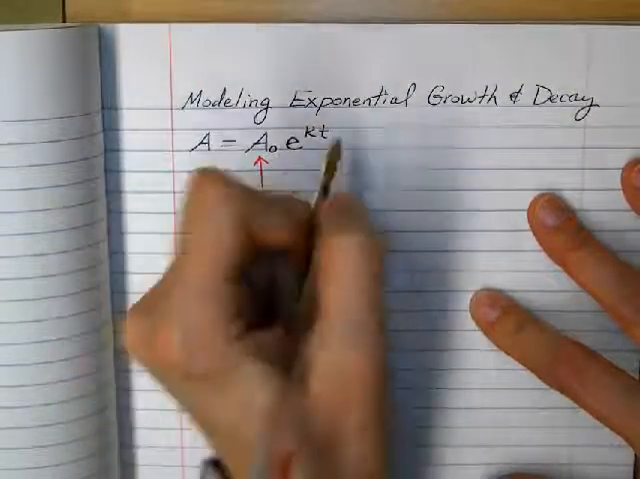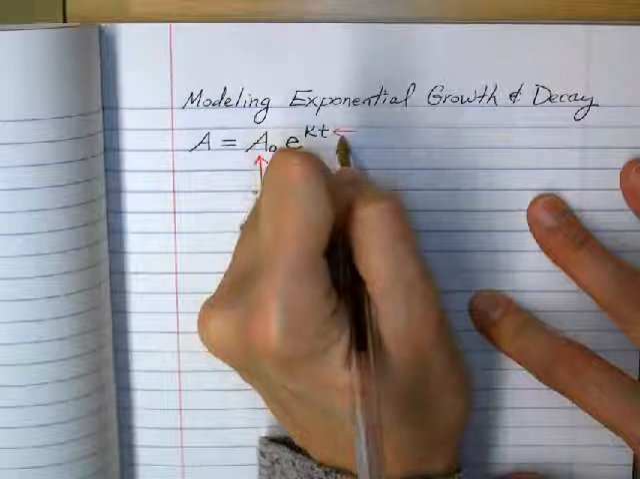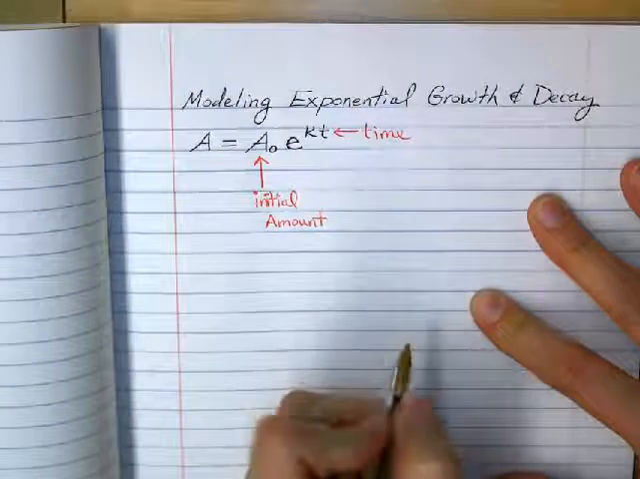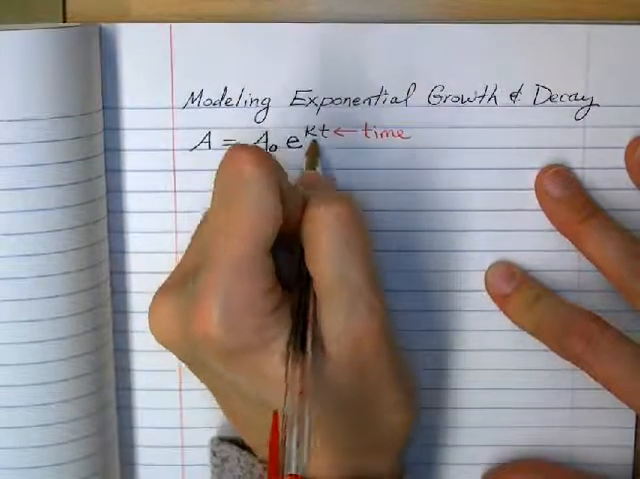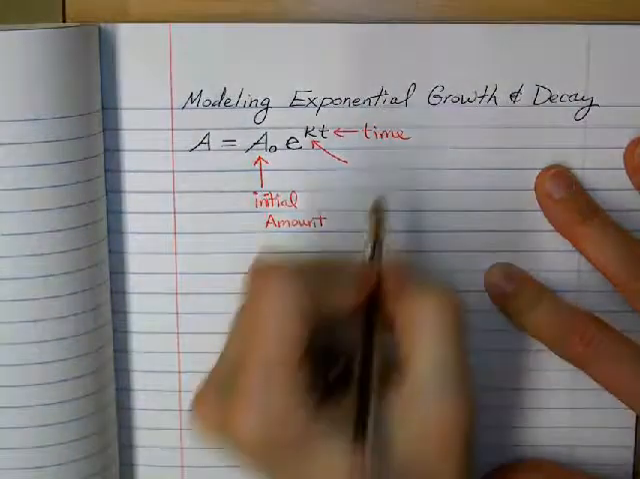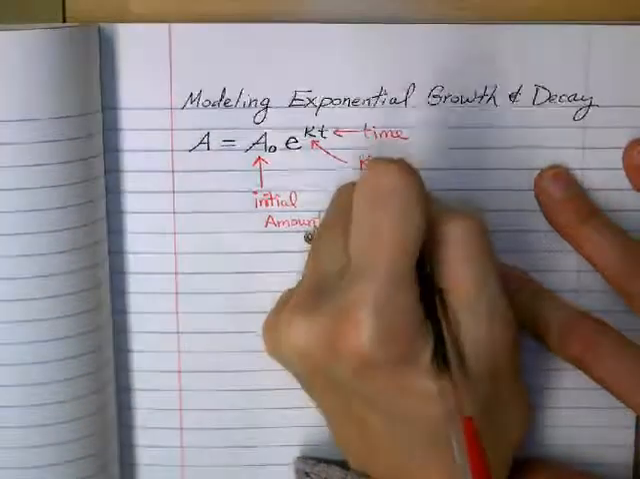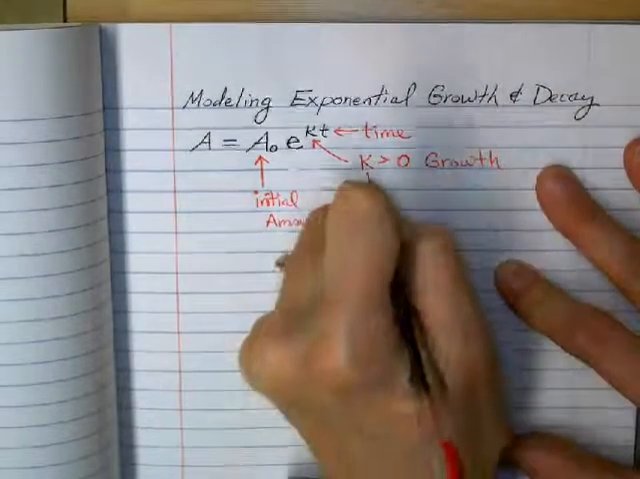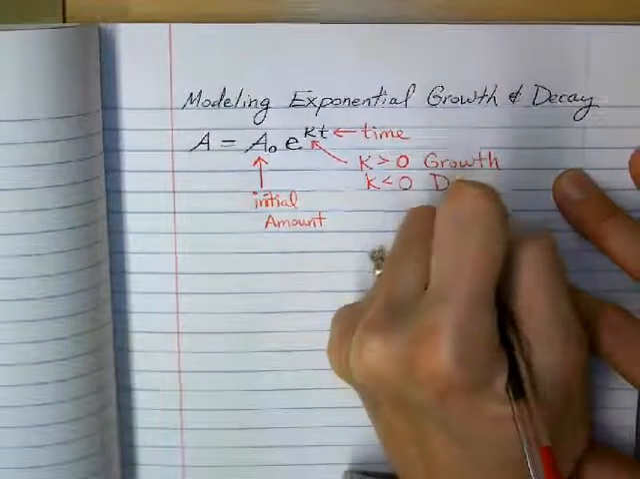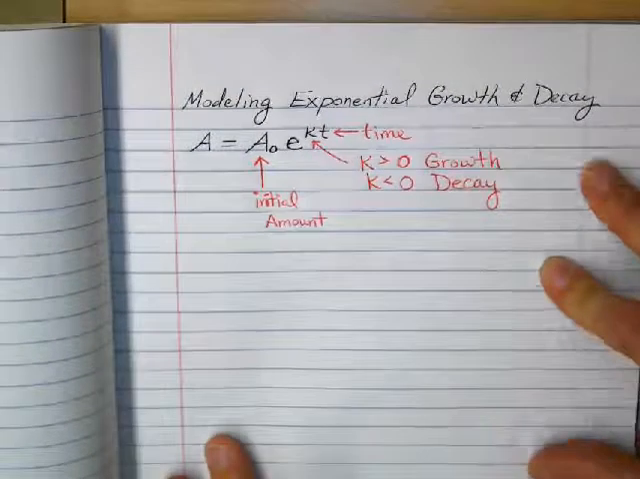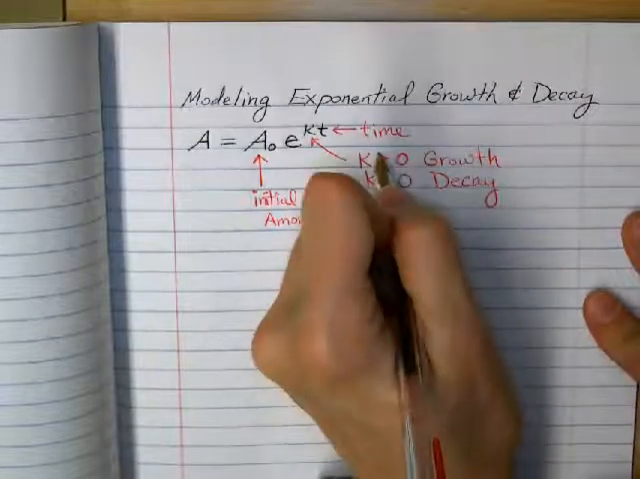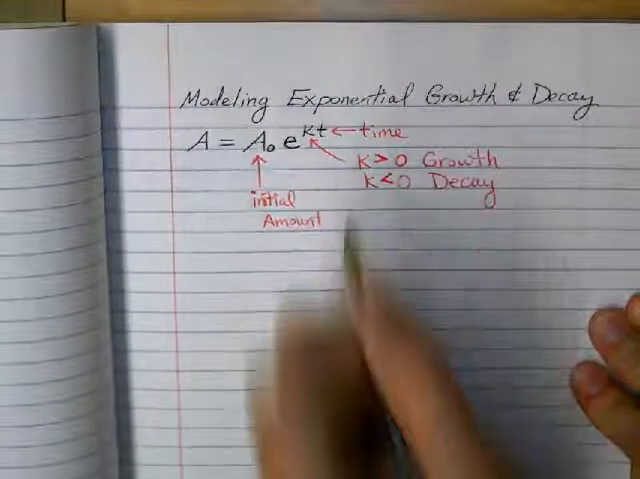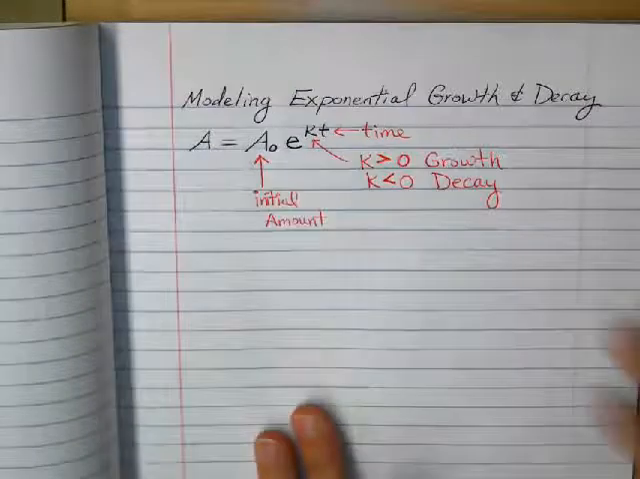And then the t is for time. I think most people know that. t for time. The k number, though, the k number is like a growth rate. If k is greater than 0, then the problem is dealing with exponential growth. And if k is less than 0, then the problem is about exponential decay. So if k is positive, you're dealing with exponential growth. If k is negative, you're dealing with exponential decay.